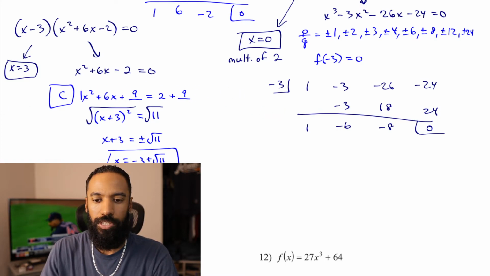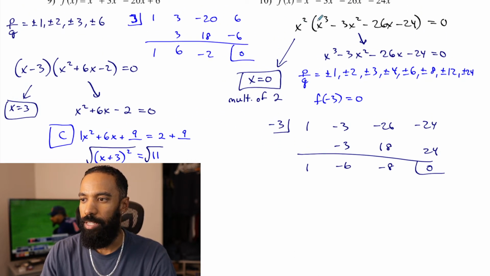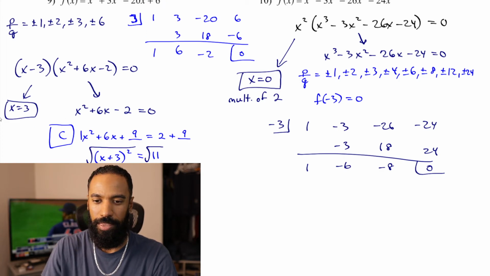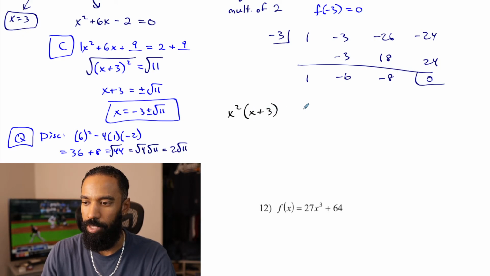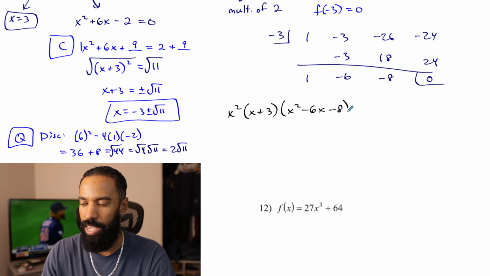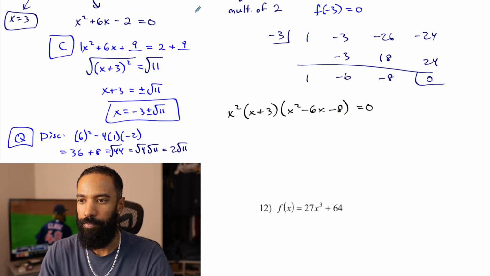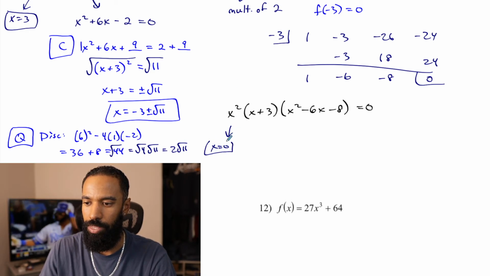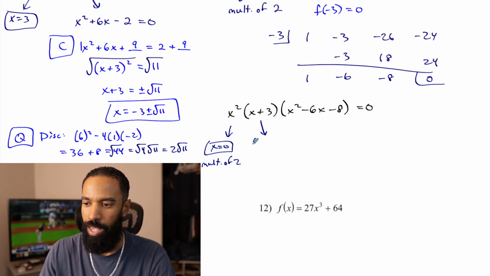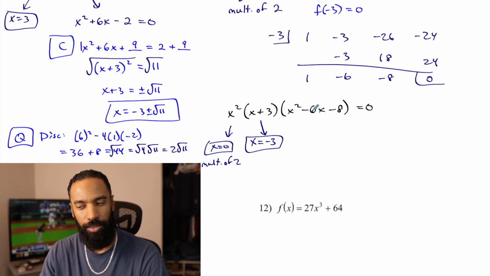That looks non-factorable. So this does break down into, you know what, I'm going to keep the things that were up there as well. I'm going to rewrite that x equals 0 down here again. So x squared was one guy. X plus 3, with -3 being the root, is another. And then x squared minus 6x minus 8 is the other. So once again, x equals 0 is a multiplicity of 2. X equals -3 is one of them right here. And there's a pair right here that'll work.